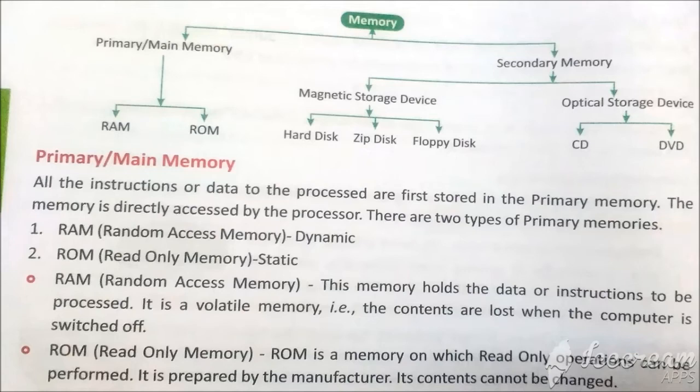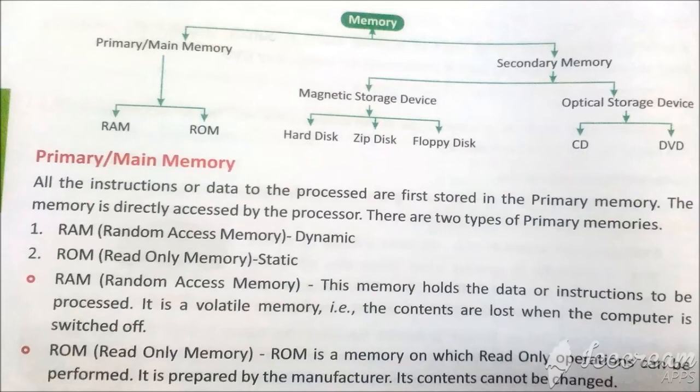Now come to the primary memory. All the instructions or data to the process are first stored in the primary memory. These are again divided into two parts: RAM and ROM, random access memory and read-only memory. Random access memory is basically dynamic. This memory holds the data and instructions to be processed. It is a volatile memory, meaning the contents are lost when the computer is switched off.